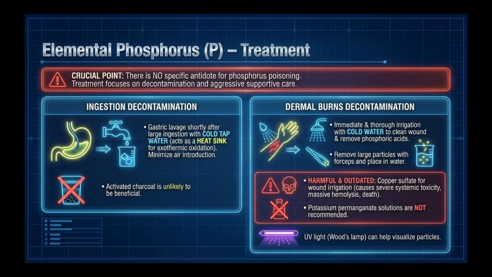For dermal burns, immediate and thorough irrigation with cold water is essential to clean the wound and remove phosphoric acids. Large particles should be removed with forceps and placed in water. The use of copper sulfate for wound irrigation is explicitly outdated and harmful, as it can cause severe systemic toxicity, massive hemolysis, and death due to copper ion absorption. Similarly, potassium permanganate solutions are not recommended. While dilute silver nitrate theoretically aids visualization of particles, minimal human data support this practice, and copious water rinsing remains paramount. Ultraviolet light, Wood's lamp, can help visualize phosphorus particles in wounds.